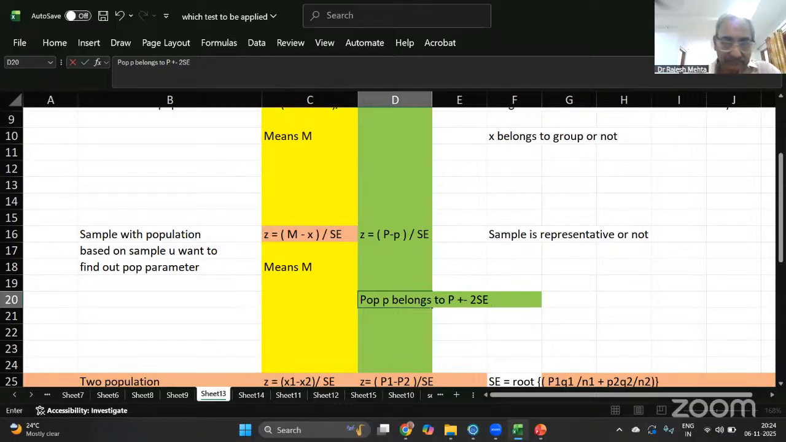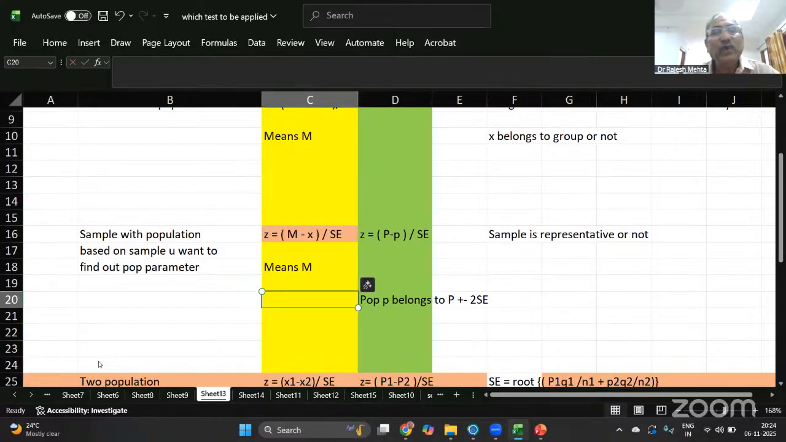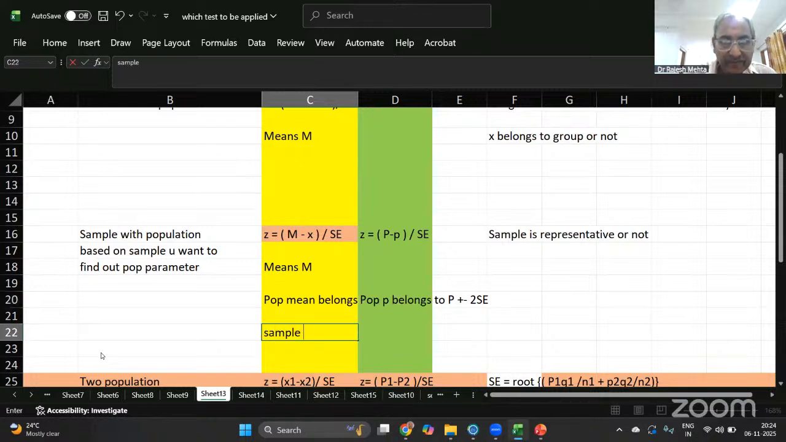Similarly, if you want to find out population mean, take a sample, then population mean belongs to sample mean, because see, 1 lakh population, you cannot find the mean of all the 1 lakh people. Take a sample of 300, 400, and sample mean plus minus 2 standard error. If you do plus minus, you can find out the population mean.